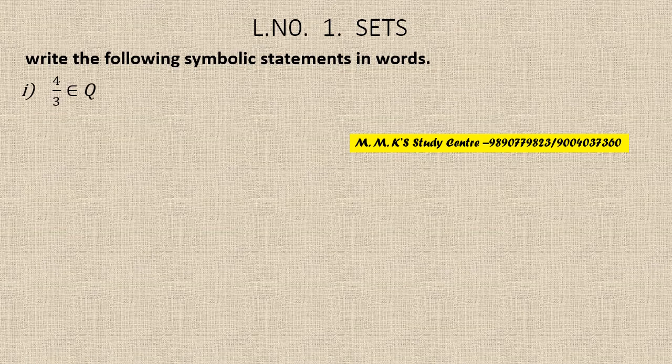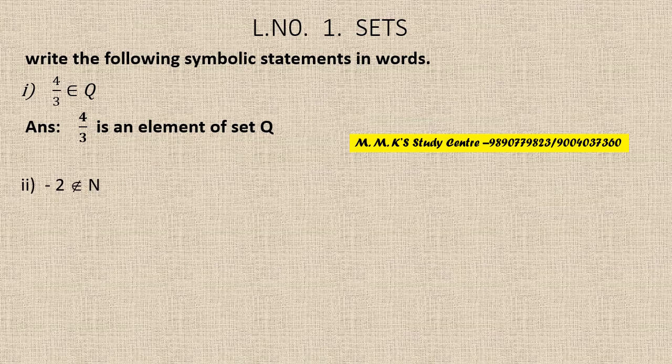So our first symbolic statement, 4 by 3 belongs to Q. This sign we have learned already. This sign is called belongs to. So we have to write this. How will we write? We will write that 4 by 3 is an element present in Q. Let us see how the answer is given. Yes, 4 by 3 is an element of set Q. Okay, we have to remove 'present'. So 4 by 3 is an element of set Q.